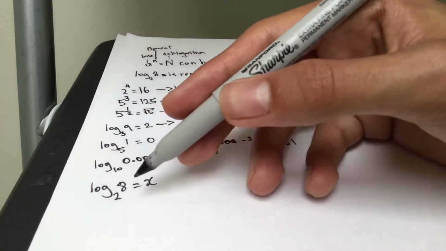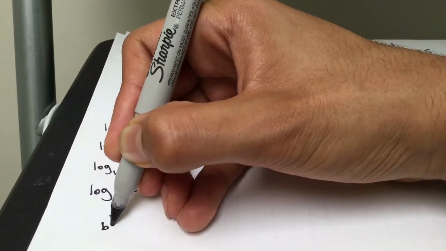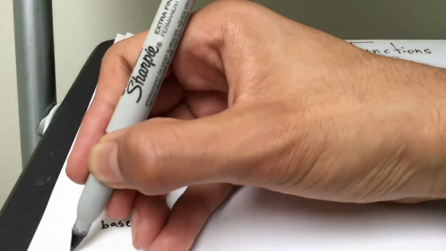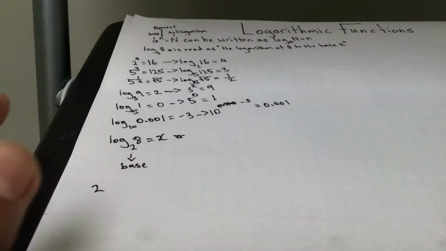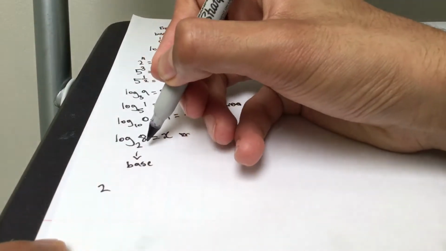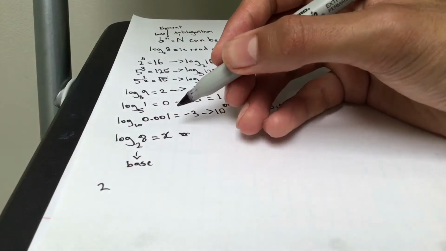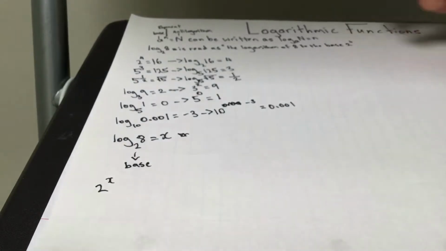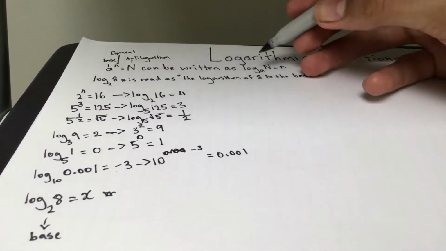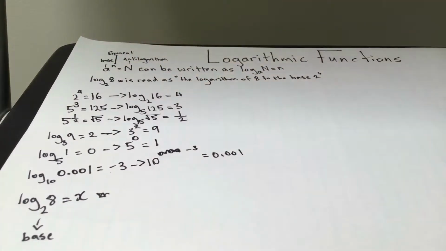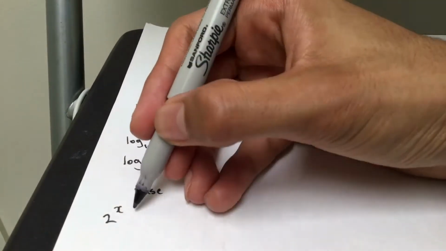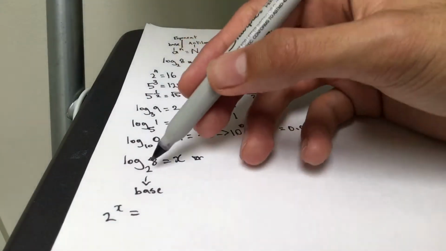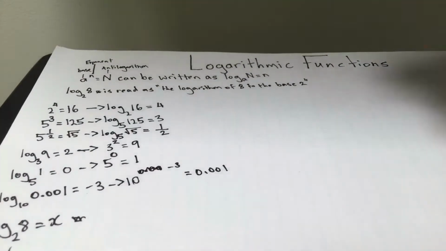First, we take out our base, which is 2, and write it down here. Then we take out the missing value, which is x, as the power, so a to the power of n, and it's equal to capital N, which in this case is 8, as it shows over here.